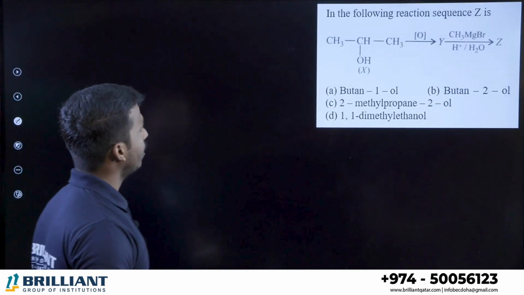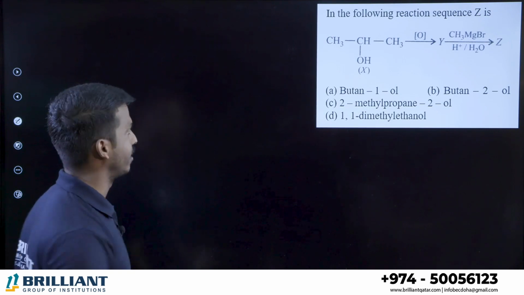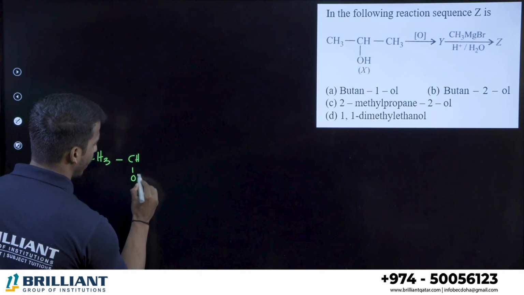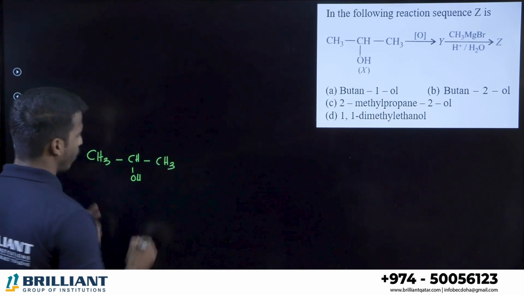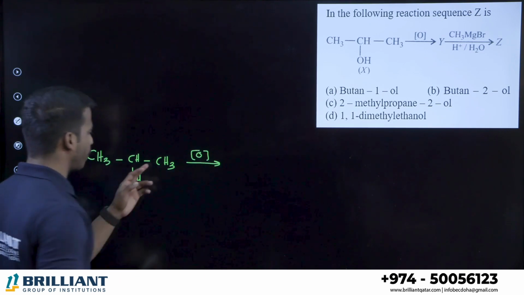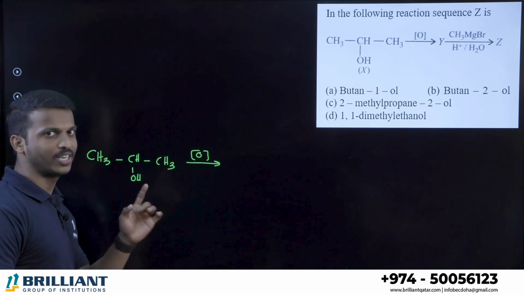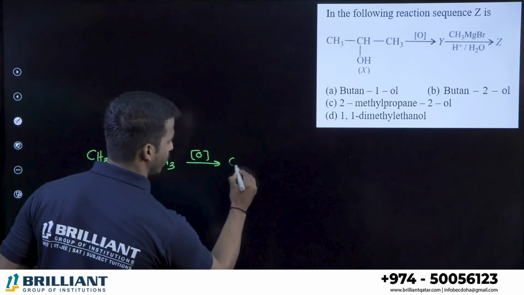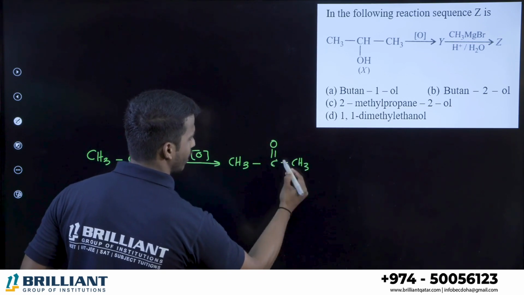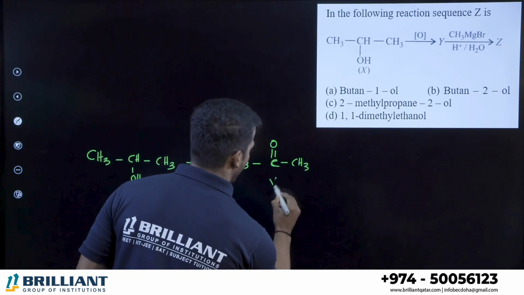Next one. In the following reaction sequence, what is the final compound Z? Let's carry out. What is the starting material? CH3CHOHCH3, propan-2-ol, which on oxidation, yes student, propan-2-ol is a secondary alcohol. A secondary alcohol on oxidation gives a ketone. What is that ketone? Name it. Propanone, right? Propanone.